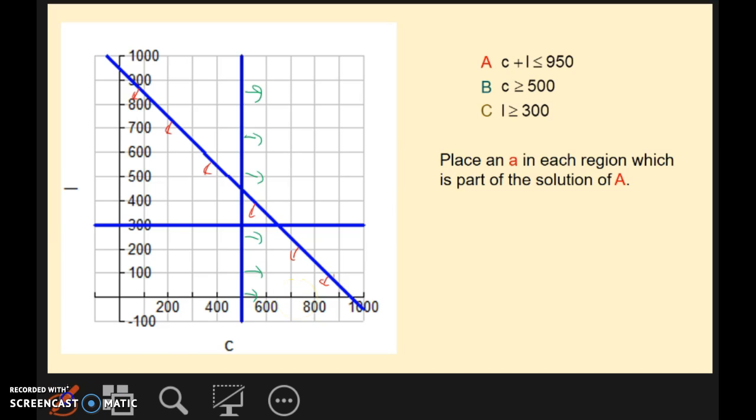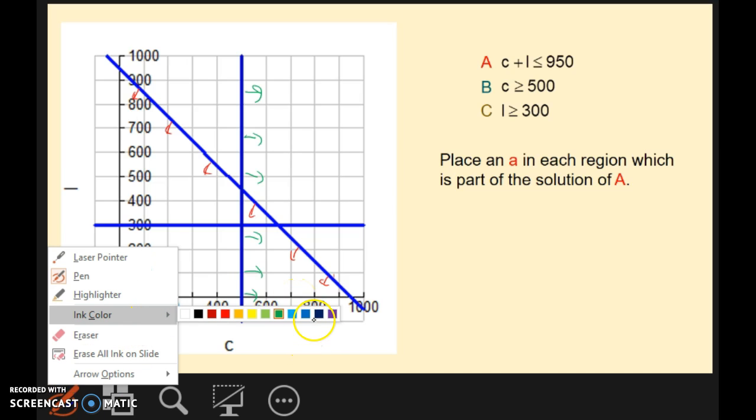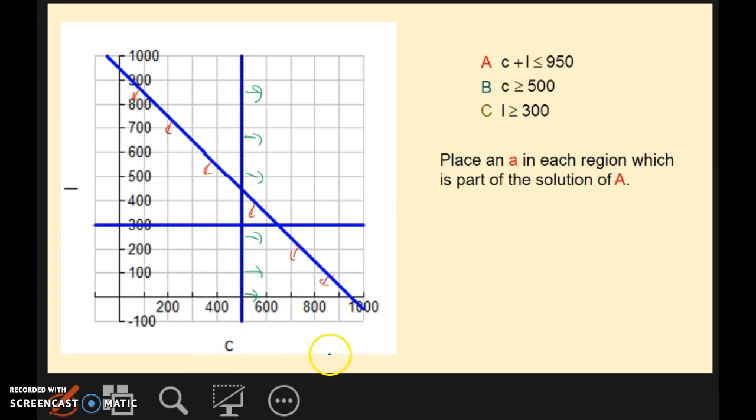So far, it looks like this area in here is going to be our solution set. But we have that third one to take into account as well. And as we change the ink color, let's just go with the blue. So we've got L is greater than or equal to 300. If I plug the point 0, 0 in again, I've got 0 is greater than or equal to 300, and that's not a true statement. That half plane is not our solution. So it's all this stuff in here. And it looks like right now, this area that we've got right in there is going to be where our solution set lies. Any point that's in there is going to be part of that solution set.